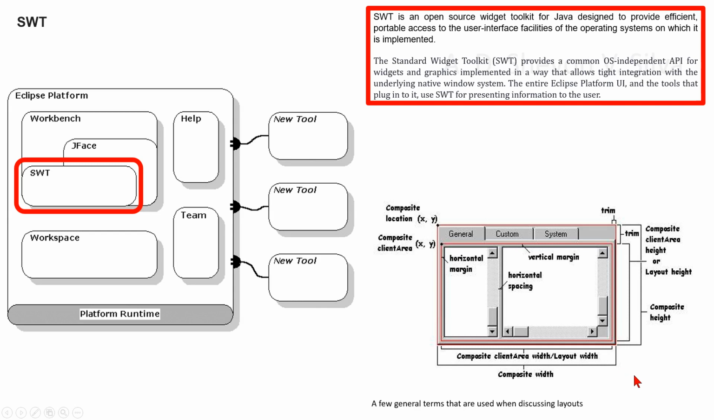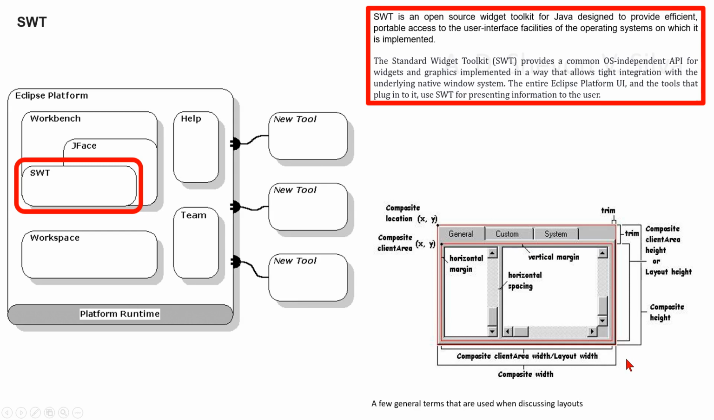A layout controls the position and size of children in a composite. Layout classes are subclasses of the abstract class Layout. SWT provides several standard layout classes. You can write custom layout classes.